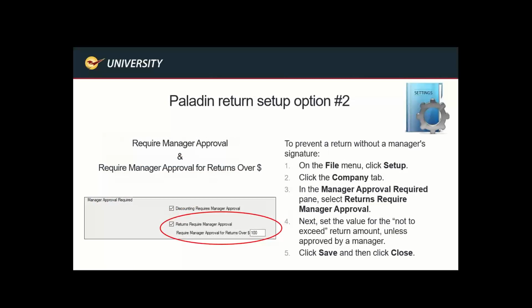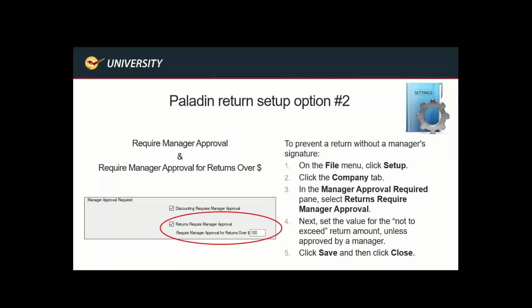The second return option in Paladin is you can require manager approval for returns, and require manager approval for returns over a specific dollar amount. So to get that set up, again, you go into the File Setup menu and you click the Company tab. And in the Manager Approval Required pane, you'll see on the left-hand side as you scoot down through all the different options in the Company tab, you'll see Manager Approval Required, and to the right of that says Returns Require Manager Approval. And you can set a particular dollar amount here.